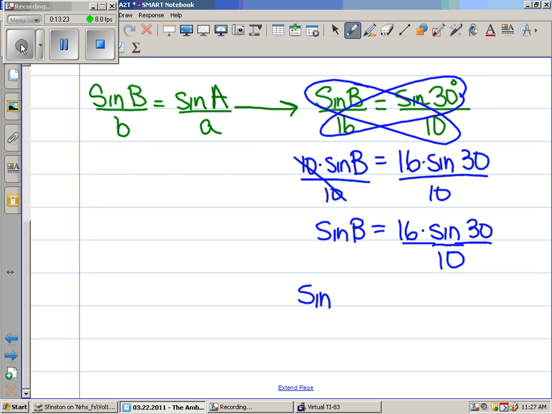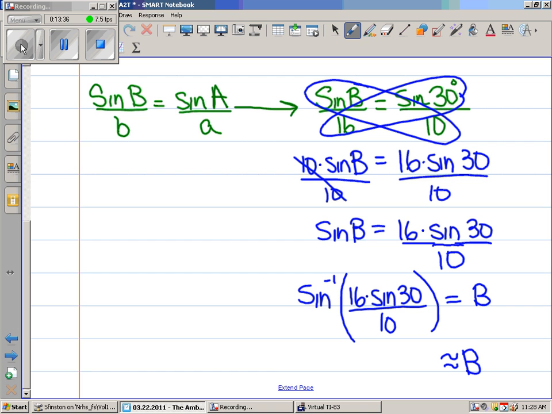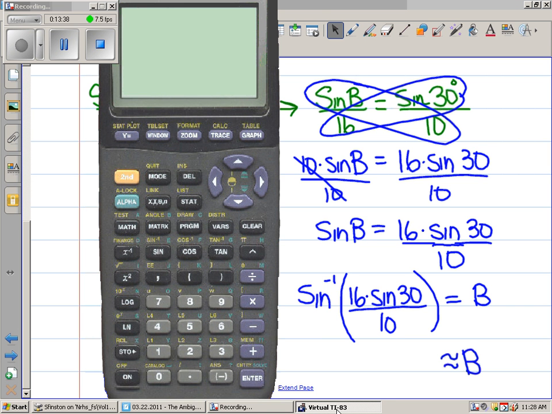Yep. Sine inverse of... and we plug this into our calculators, right? Yep, I think so. So what's different? It's looking like it did before, but the last time this worked out, right?